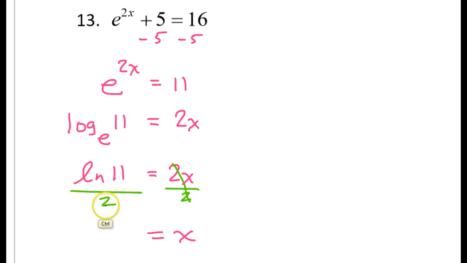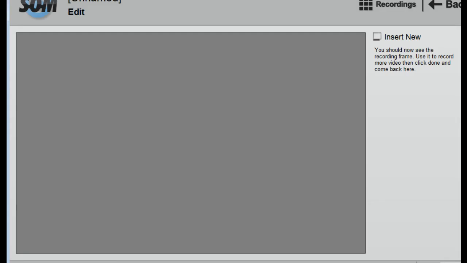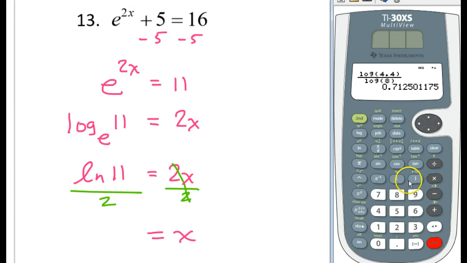Okay, so natural log of 11 divided by 2. Whoops, wrong button. Let's see what that is. Natural log 11 divided by 2. 1.1989.